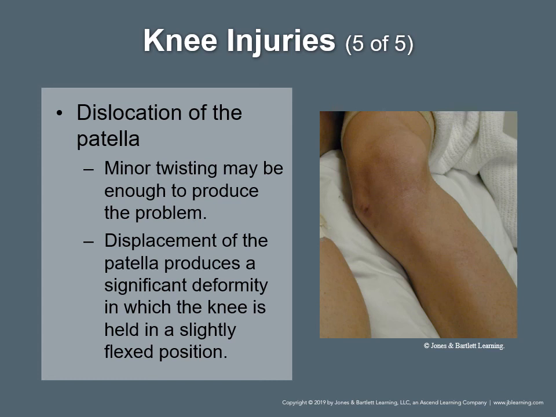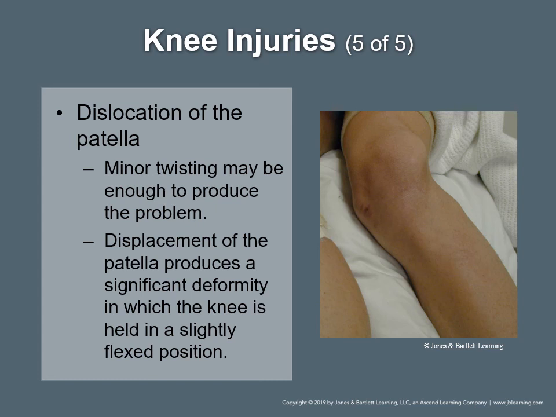Dislocation of the patella. A dislocated patella most commonly occurs in teenagers and young adults who are engaged in athletic activities. Minor twisting may be enough to produce the problem. The displacement of the patella produces a significant deformity in which the knee is held in a slightly flexed position. The patella is displaced to the lateral side of the knee.